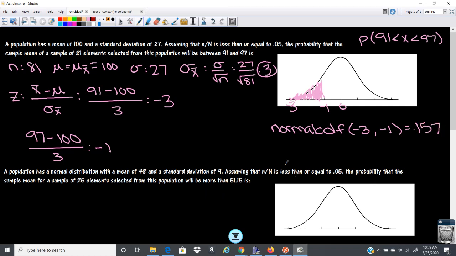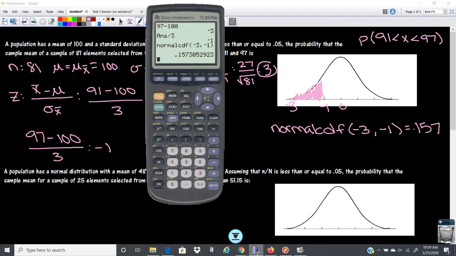All right, and let's see here. It looks like actually we're going to 4 decimal places in this case. So 0.1573.